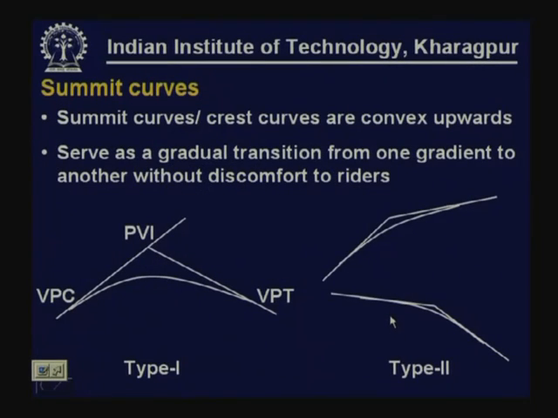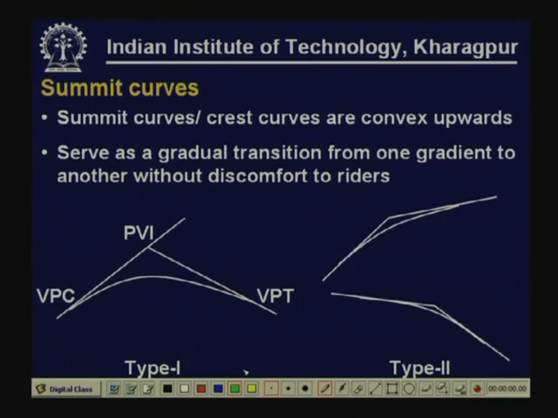Let us first talk about the summit curve. Summit curves generally have convexity upwards. They are also called crest curves because of the shape they give. So, summit curves or crest curves are convex upward. Now, summit curves also serve as a gradual transition from one gradient to another gradient without discomfort to riders. We shall come back and discuss this particular aspect again.